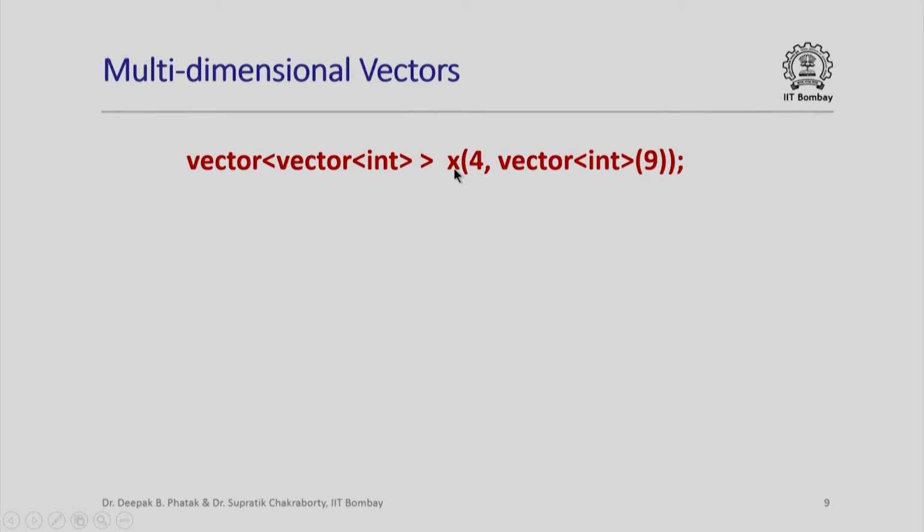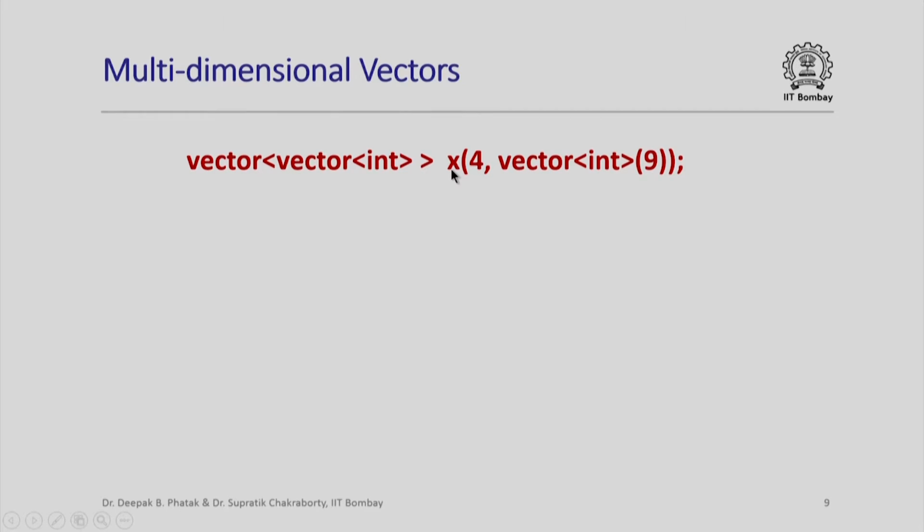Here x is declared to be an object of a class vector where each element of that vector x is going to be a vector of integers. Now recall also that we can specify some initial parameters to the vector constructor, and if you recall from the previous lecture, when I write something like this, it basically means that x is to be a vector of size 4 and each of the 4 elements of x are to be initialized with this value.